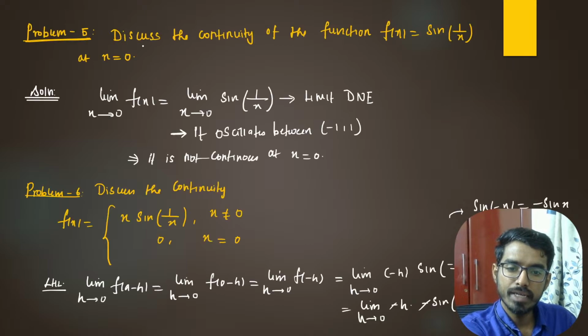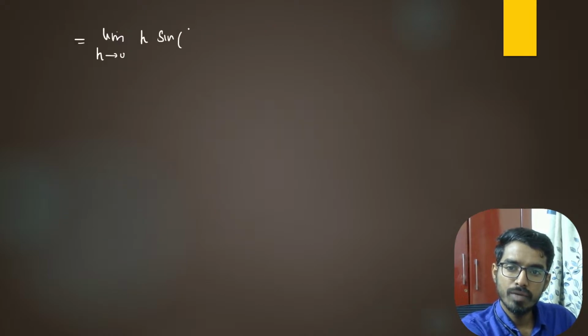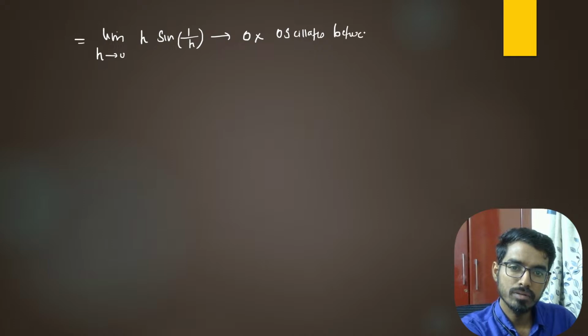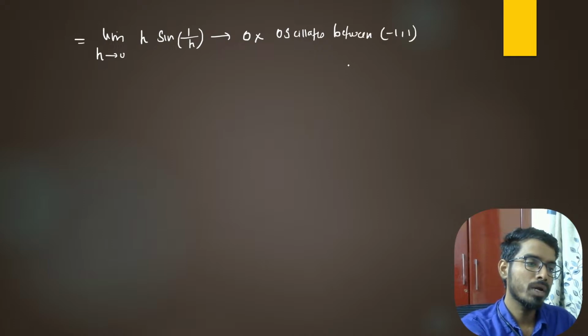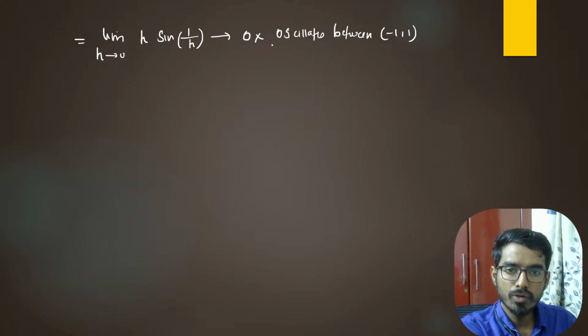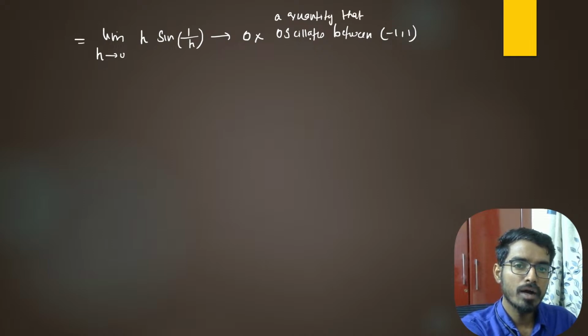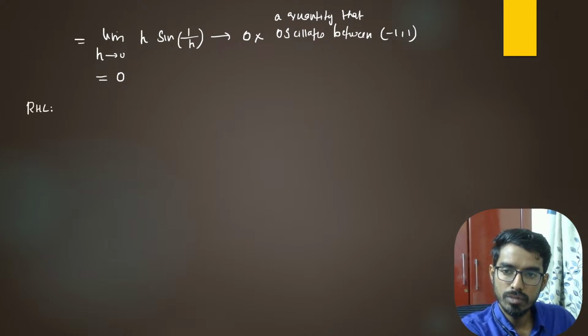So we will have this to be the limit as h tends to 0 of h into sine 1 by h. Now when I apply the limit, you can see this will tend to 0, multiplied by this which oscillates between minus 1 and 1, right? Oscillates within the interval minus 1 and 1. So 0 into a quantity that oscillates between minus 1 and 1 means the resulting value will be 0. Yes or no? See, 0 into a number that oscillates between minus 1 and 1. So LHL is 0. Now we'll find RHL.